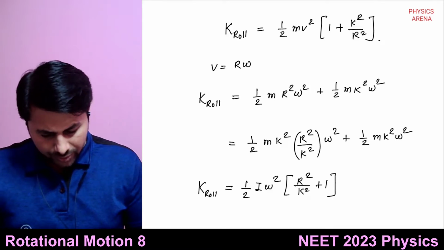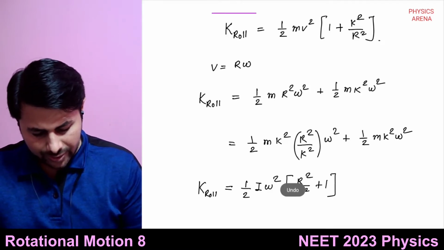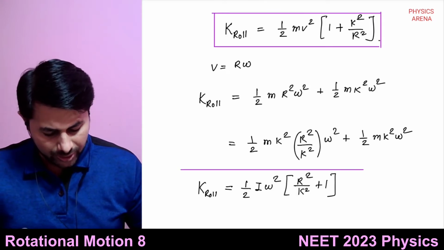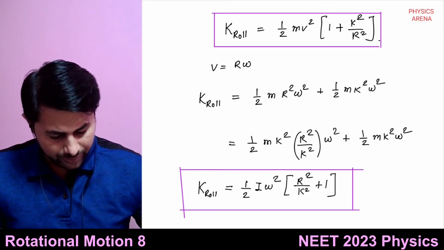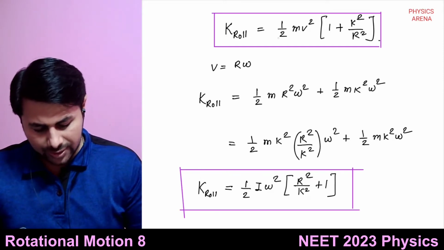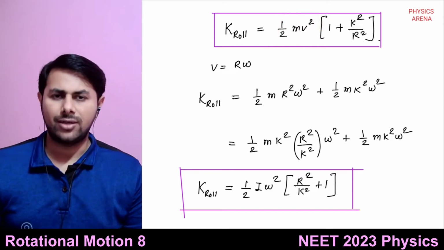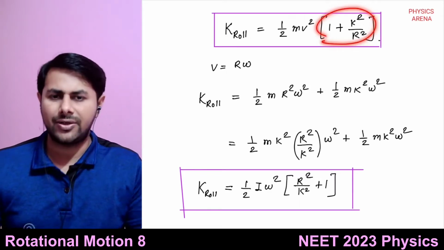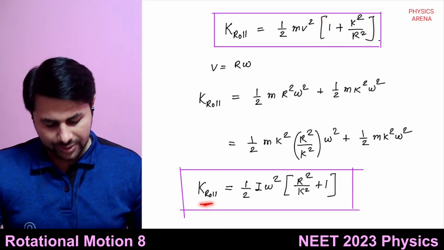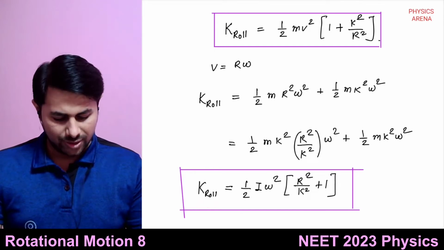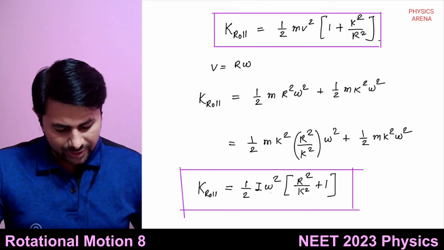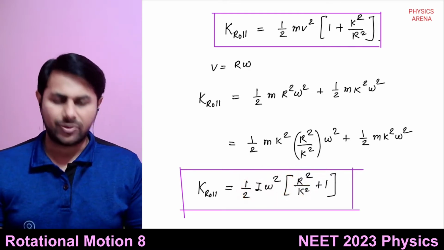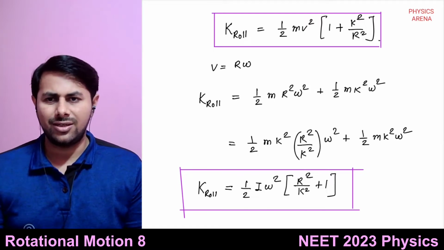Okay. So we get these two formulae for kinetic energy of a rolling body. The first one is in terms of mass, the regular formula, half of mv square multiplied by 1 plus k square divided by r square. The second one is in terms of moment of inertia: half of I omega square multiplied by r square by k square plus 1. Okay, so is it clear?